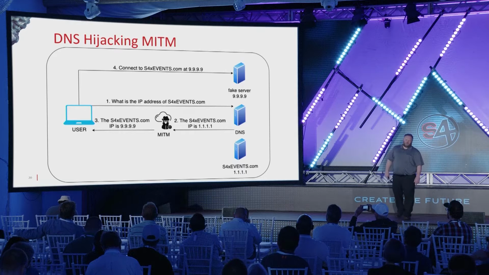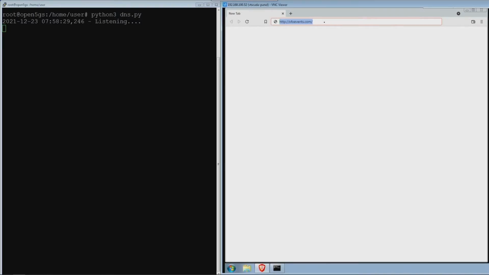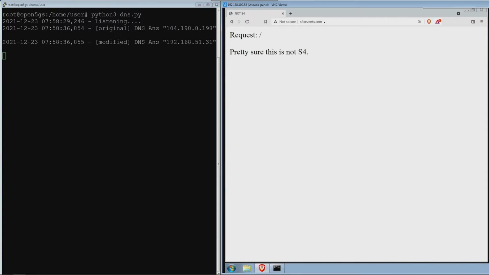Step one, you're trying to get to S4x events. Step two, the DNS server returns 1.1.1.1. Our malicious user changes it to 9.9.9.9, and we get sent off to a different server. And so we have a quick little run-through of redirecting traffic to a different site, and we get to see that it in fact is not S4x events. And you can see how the answer was initially returned, and then the modification that was done with that.